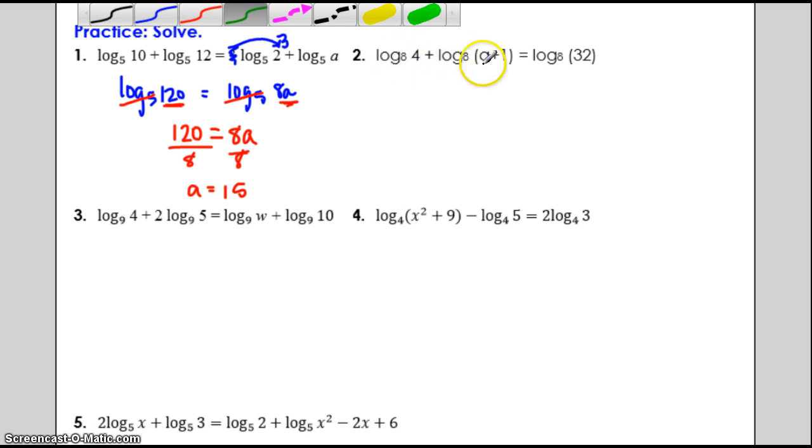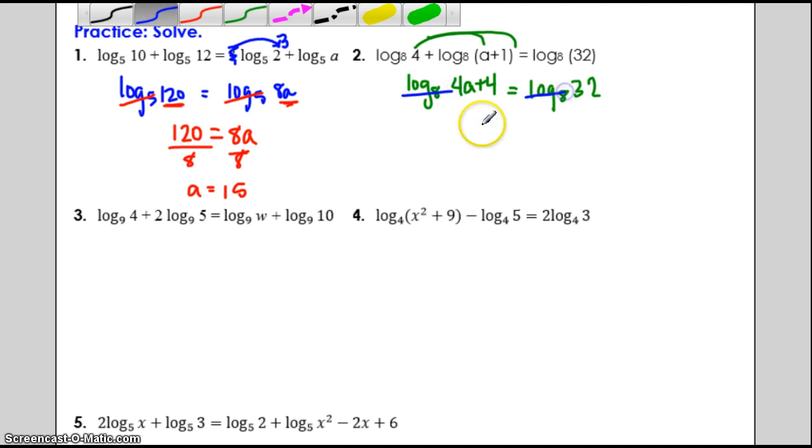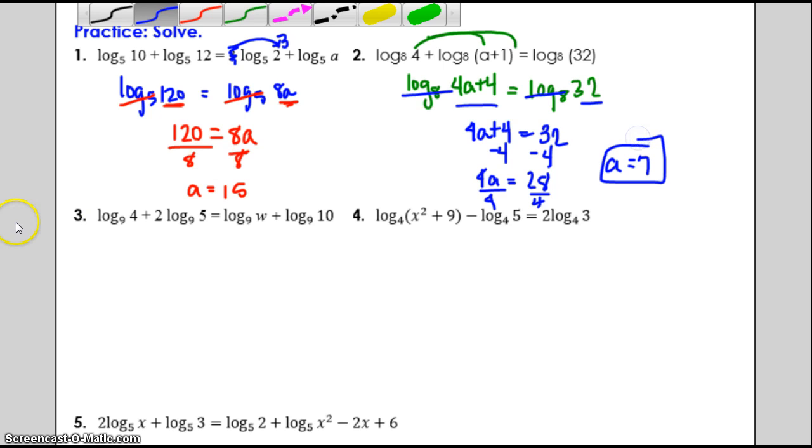So on our sides, we want to first just condense. Since it's the same log, we can go ahead, if it's addition, multiply. And in this case, we're going to be multiplying by both things here. So 4a plus 4. And then over here, no condensing on this side. So now we look, yep, they've got the same log, so we can set their parts that are inside equal. And then solve. Minus 4. So 4a is equal to 28, and divide by 4. So a equals 7. So try this next one on your own.